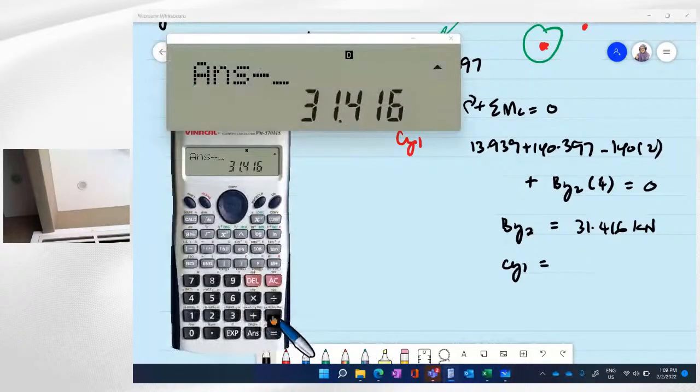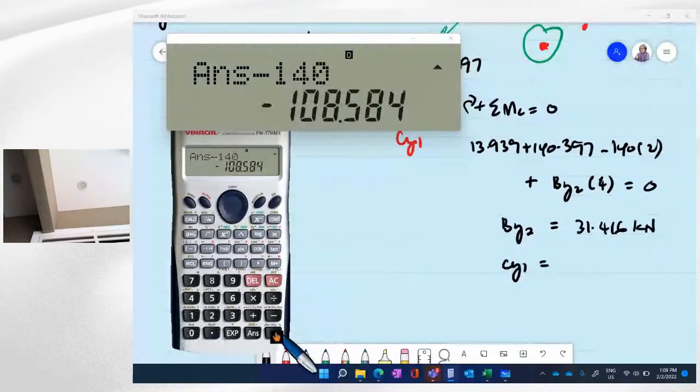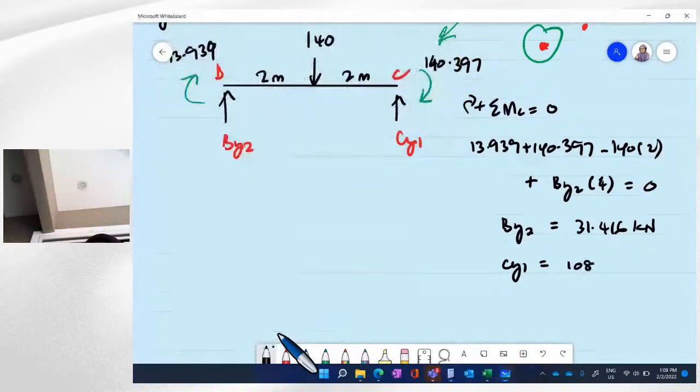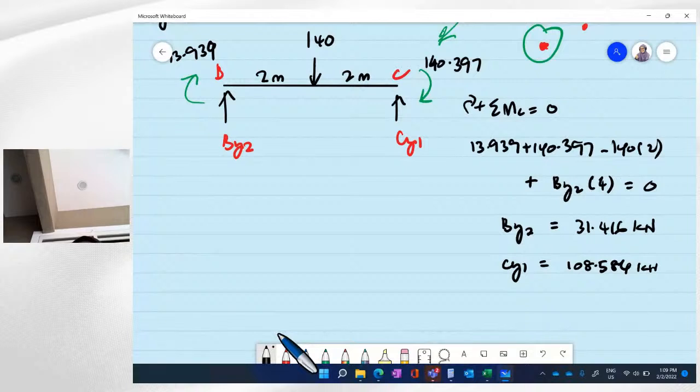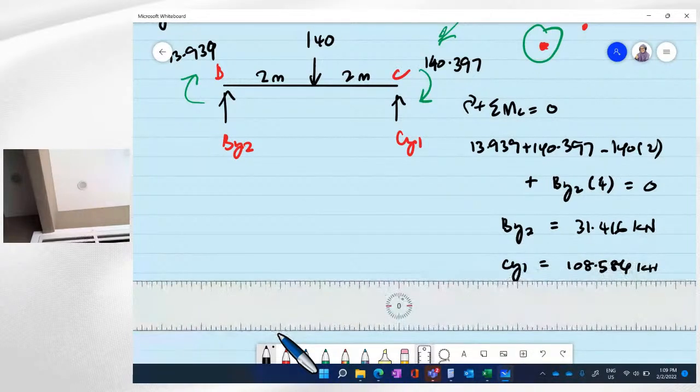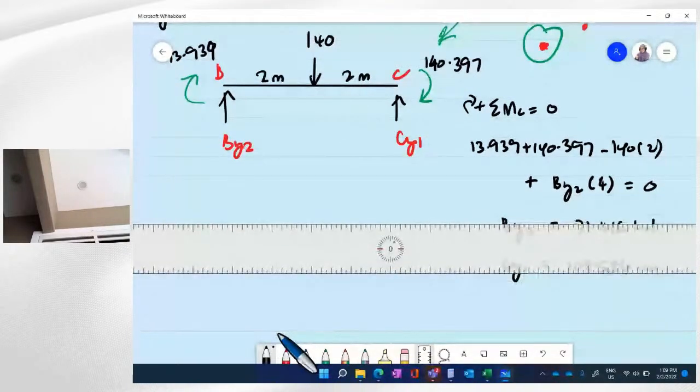Okay, it is 140, so we get 108.584 kilonewton. So from this we get the shear force diagram for beam BC.